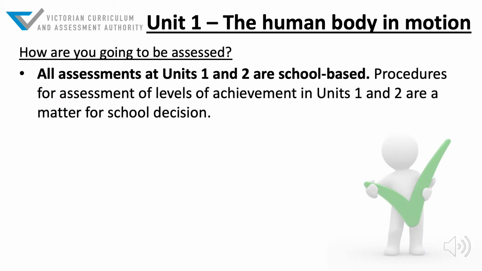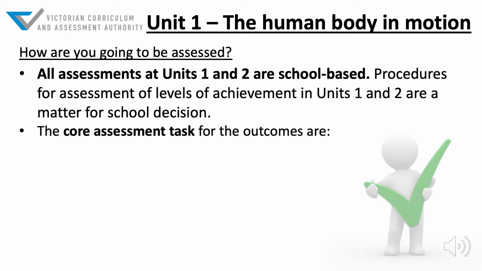How are you going to be assessed? Well, first of all, Unit 1 is set by the school, so all assessments in Units 1 and 2 are school-based. So the procedures of assessment of levels of achievement in Units 1 and 2 are a matter of school decision and will be up to the school ultimately.